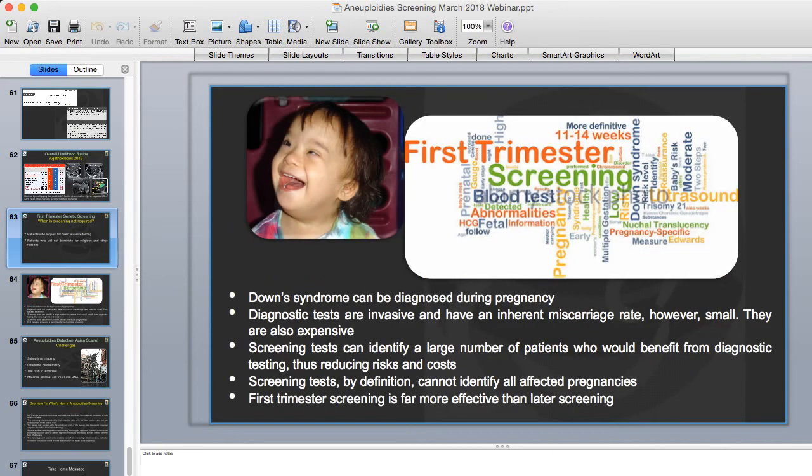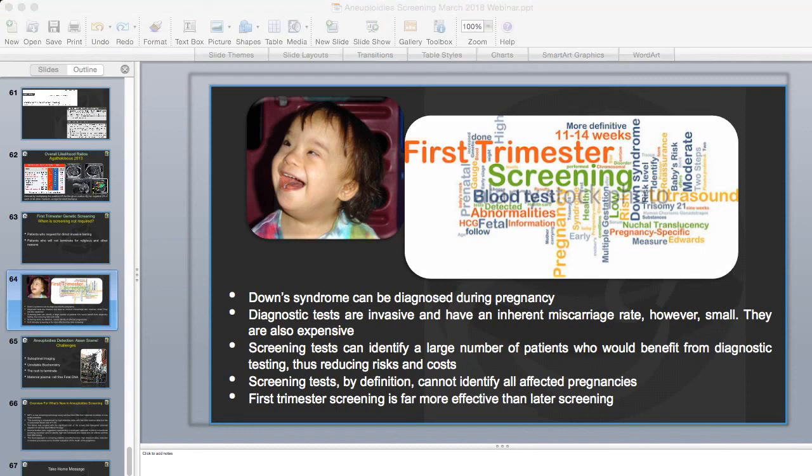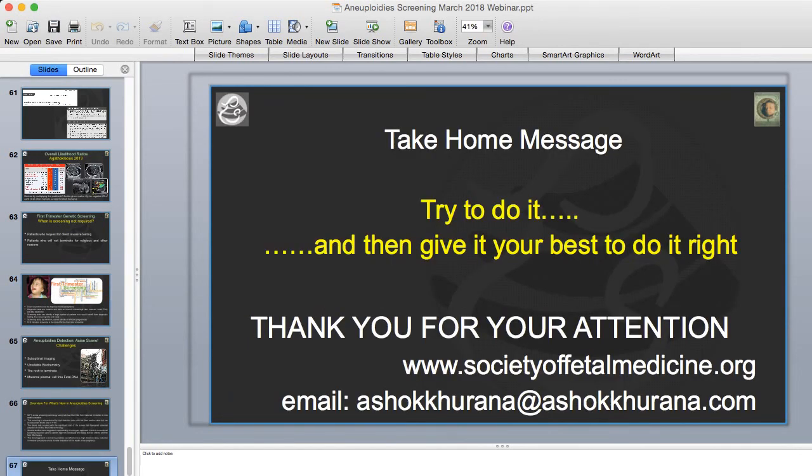And so I'd like to conclude by saying that, look, Down syndrome can be diagnosed during pregnancy. Diagnostic tests are invasive and have an inherent miscarriage rate, however small it might be, but they're also expensive, and therefore we need screening tests which identify those patients that can move on to diagnostic tests. Screening tests by definition cannot identify all affected pregnancies, and first trimester screening is far more effective than later screening. And therefore, let me say that it would be worth it to take home this message. Please do screening, give it your best, and do it right. Thank you so much for your attention.